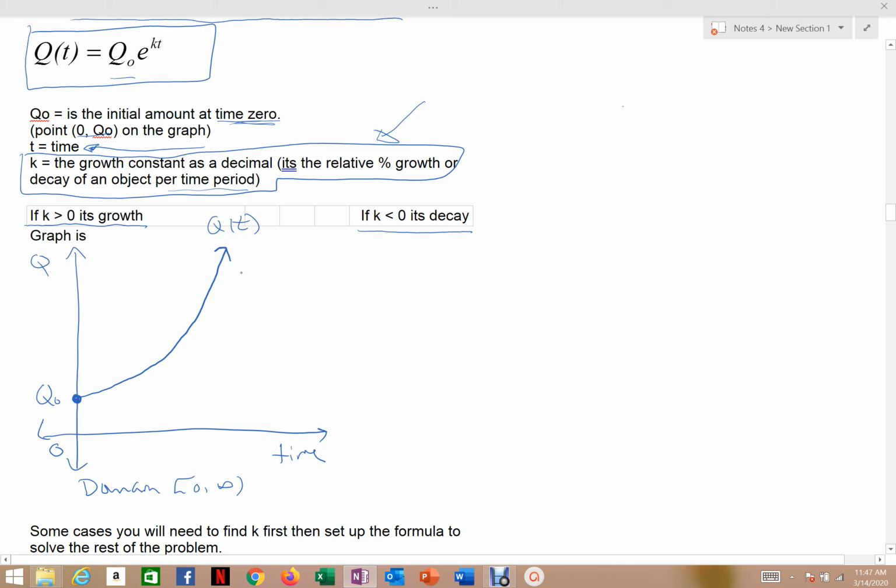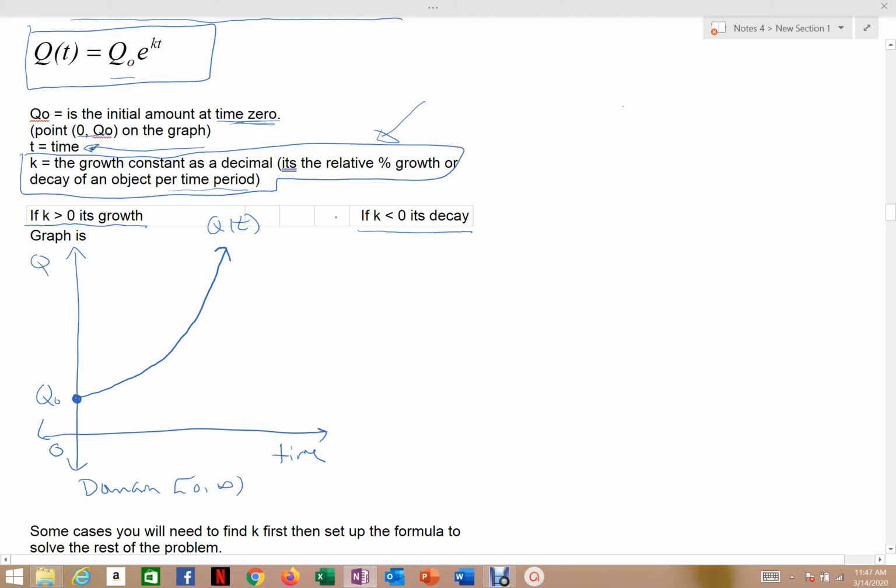The bigger the K, the steeper the growth. So if K is a large number like 50%, that's a fairly steep curve. If it's a small number like 0.5%, it's still a curve up, but it's a smaller percent. And that's about as much detail as you need when we go to applications and actually graph them. You just need to label your axes with your time and your quantity, starting point, and then the shape.